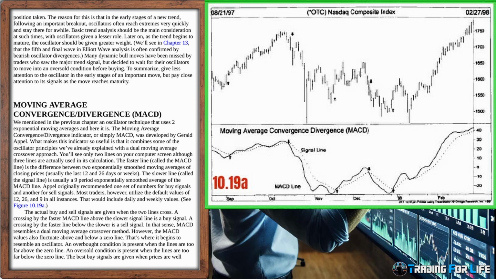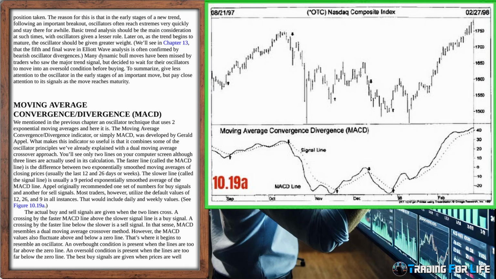A crossing by the faster MACD line above the slower signal line is a buy signal. A crossing by the faster line below the slower is a sell signal. In that sense, MACD resembles a dual moving average crossover method. However, the MACD values also fluctuate above and below a zero line. That's where it begins to resemble an oscillator.